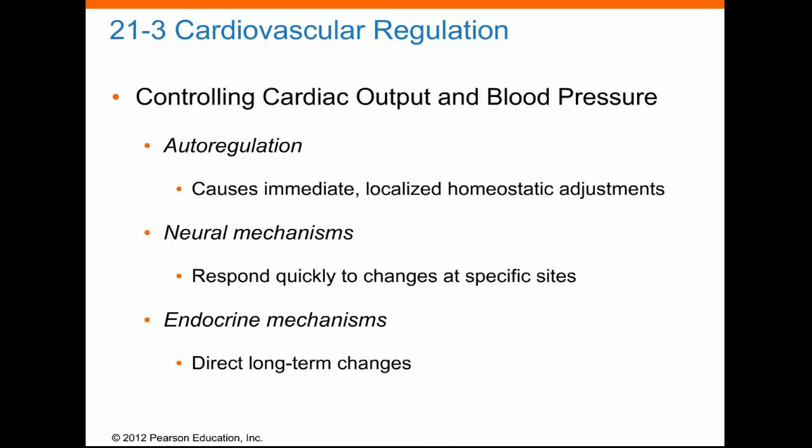So things that can control cardiac output and blood pressure, we've spoken a little bit about autoregulation, and it causes immediate and localized homeostatic adjustments. Then you have neural mechanisms, so that's when the brain can quickly respond to changes at specific sites. And then you have endocrine mechanisms. So endocrine, remember that endocrine organs secrete hormones. Hormones are chemicals that go into the blood, and they are involved in directing long-term changes. So neural and autoregulatory can be more quick, whereas the endocrine ones tend to be long-term.